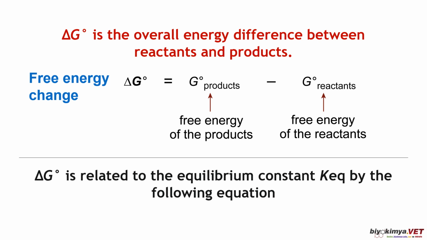And free energy change is related to the equilibrium constant by the following equation. Free energy change is equal to minus 2.303 times R, which represents the gas constant, times temperature, the Kelvin temperature, and times the log of the equilibrium constant. And every reaction has a constant K at a given temperature. And delta G varies with the concentration of reactants and products.